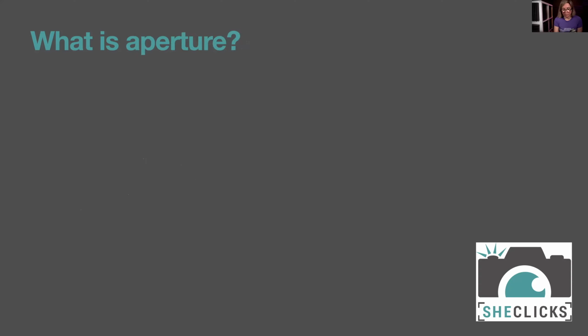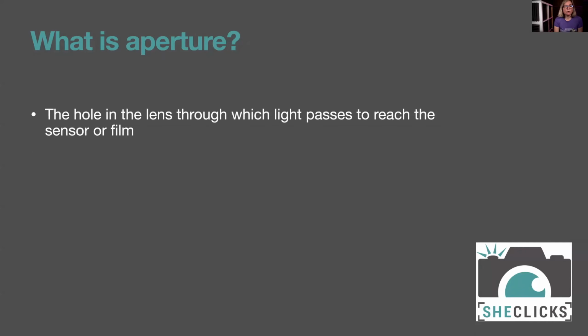So what is aperture? Well, aperture is the hole in the lens through which light passes to reach the sensor or film.